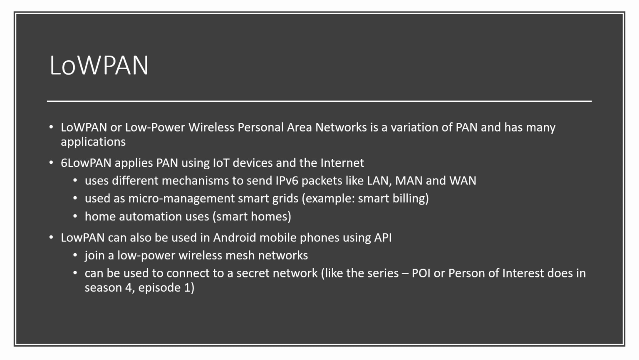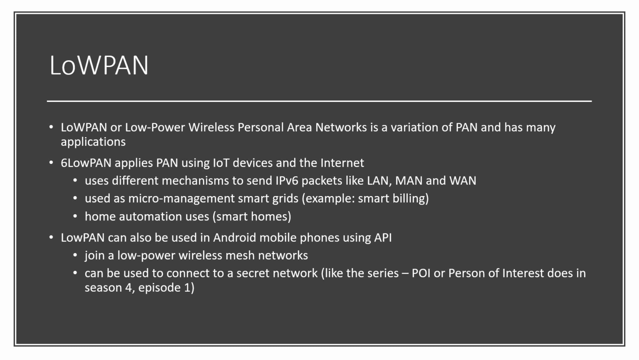Next we're just going to see in brief about LoWPAN, or low power wireless personal area networks, which is also a variation of personal area networks and has many applications. So 6LoWPAN is used in local area networks. It applies PAN using IoT devices and the internet. It uses different mechanisms to send IPv6 packets, which is why the name is actually 6LoWPAN. So it can send packets just like IPv6 packets, just like local area networks, metropolitan area networks, and wide area networks. So this is used as a micromanagement.